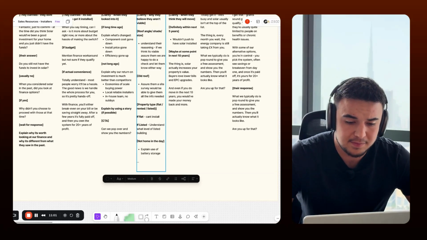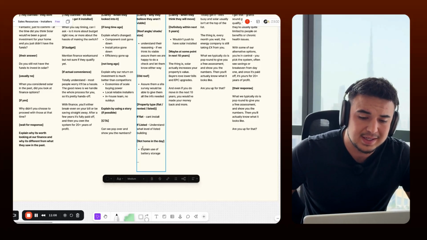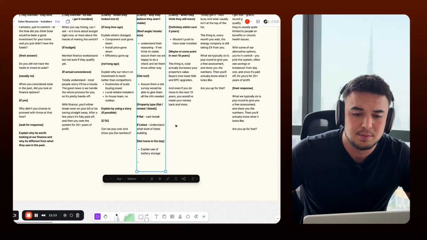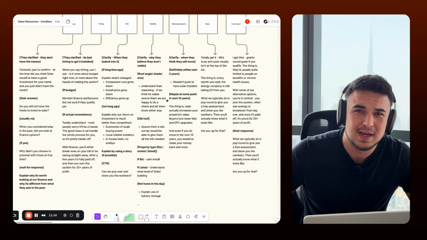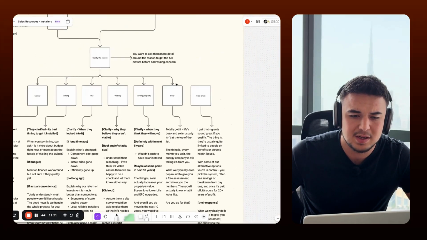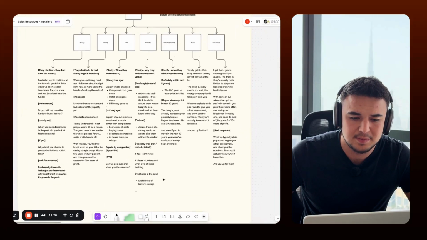And if they're not home during the day, say for example, they work a lot, then you can just explain the benefits of battery storage, which is what most people get installed anyway. So you can explain that 99% of the people that we install for get battery storage anyway because of that exact reason. So you can just make them feel not alone.